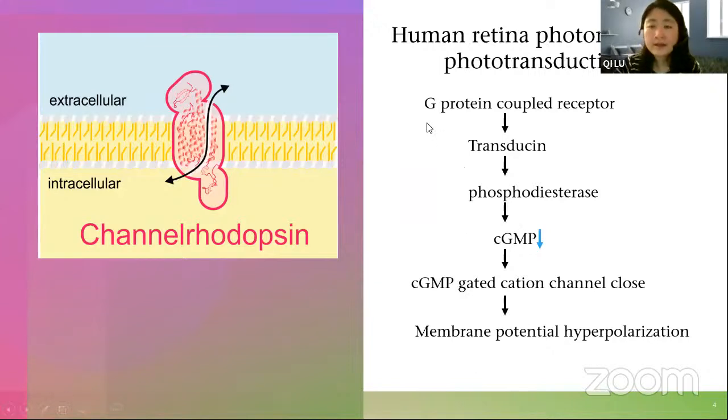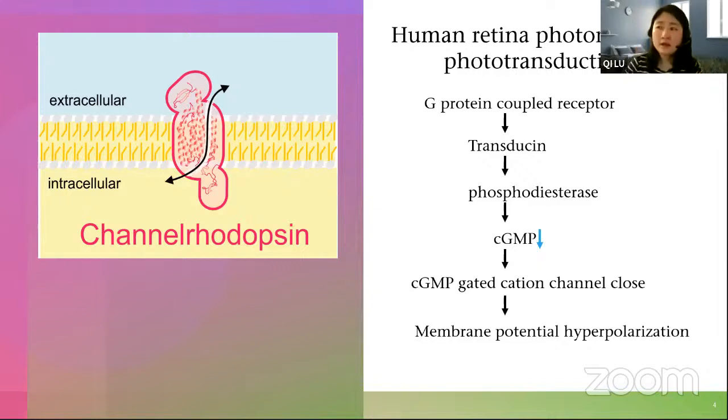So again, rhodopsin is a G protein coupled receptor that will activate transducin, and it will activate phosphodiesterase, which will decrease the cyclic GMP, and the cation channels are closed, and the membrane potential will go more negative. This requires a whole signal cascade and a lot of molecules, channels, and enzymes involved in this process.